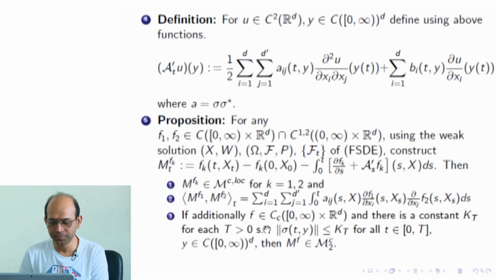In addition, if f is a continuous function with compact support, and there exists a constant K_t for each positive t such that sigma, which gives rise to a, is bounded by K_t for all t between 0 and capital T, uniformly bounded, where y is of course the d-dimensional path, then this M^f, the way it is defined here, is a square integrable continuous martingale.